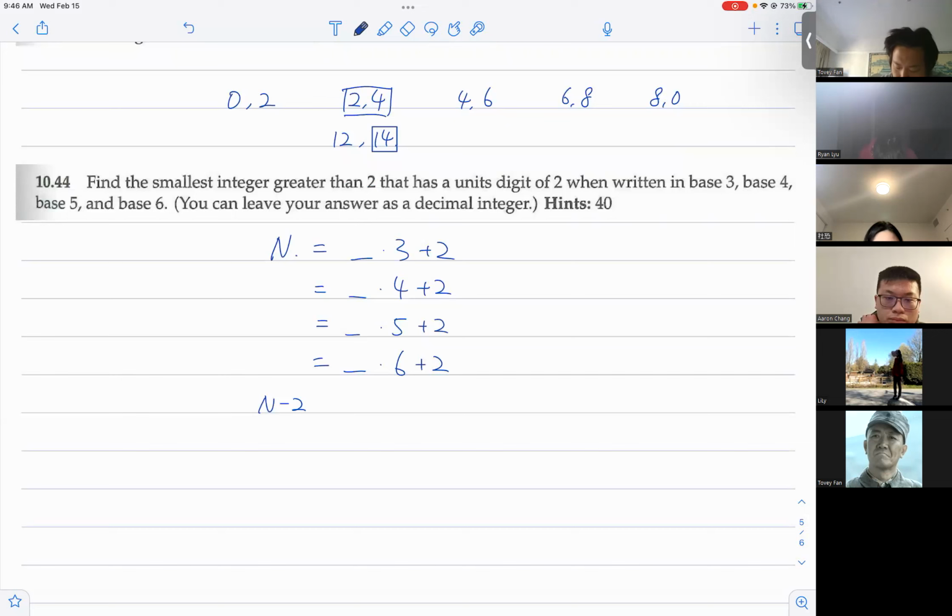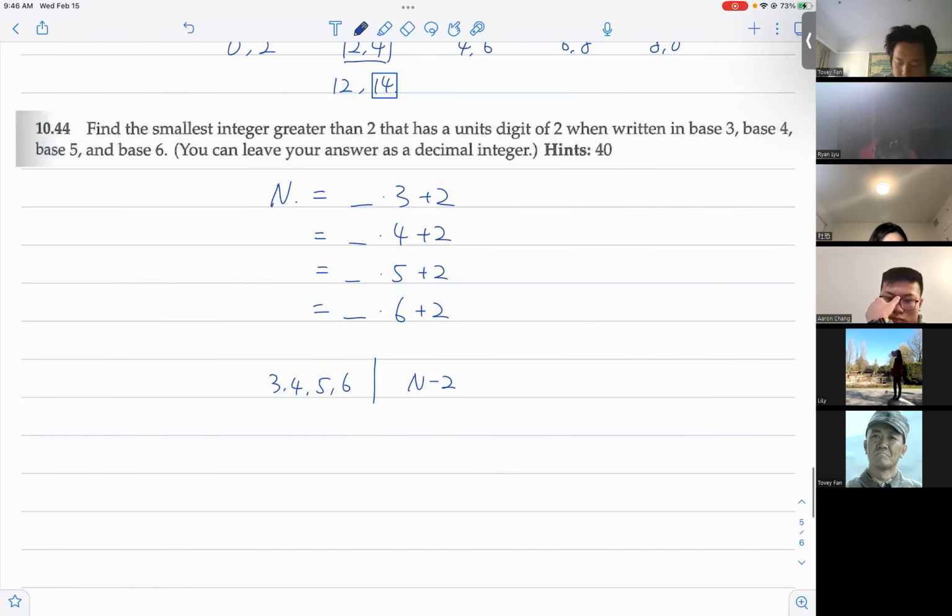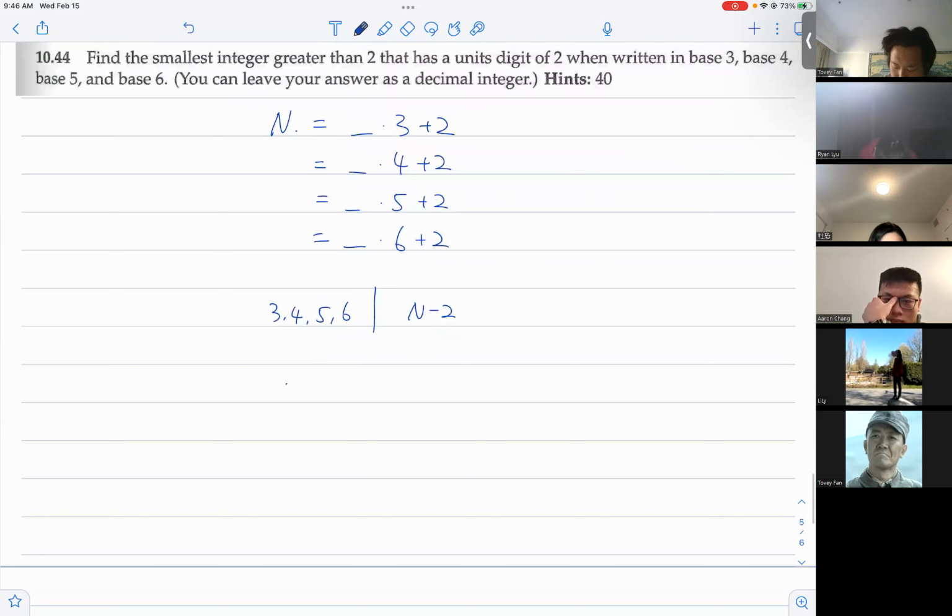So we could say 3, 4, 5, 6 all divide n minus 2. So to get the least possible number, n minus 2 is the least common multiple of all of them, and that is 60. So that means the smallest possible n is 62.